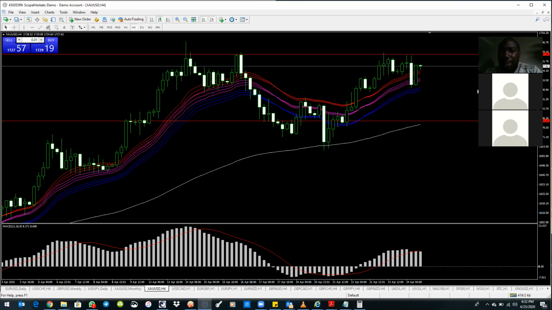So anytime you notice that the first time it got to this level, it couldn't pass, and the second time it got to this level, it couldn't pass, there must be something at that level. Do you understand? So you can now visually use that to calculate your support and resistance. Let's just look at the chart again.